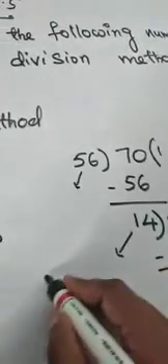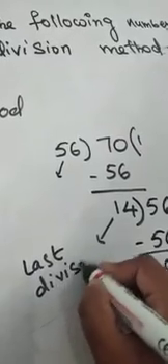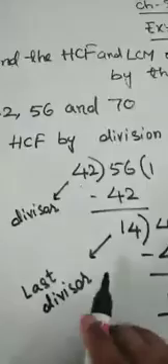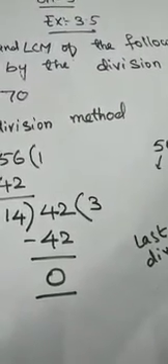Now here also we got the HCF as 14 itself. Why are we saying the HCF is 14? Because we have to check the last divisor. Here our last divisor is 14, and here also our last divisor is 14. So this is our HCF.